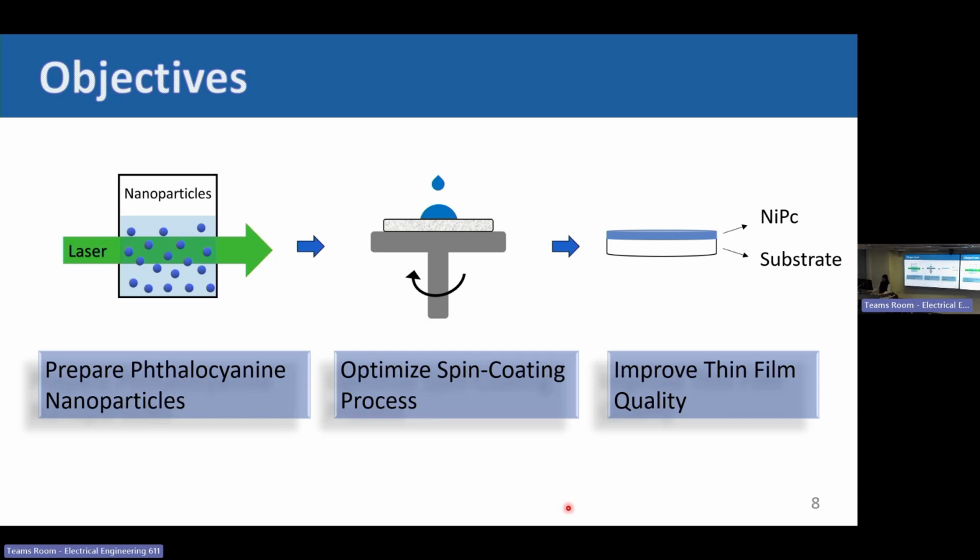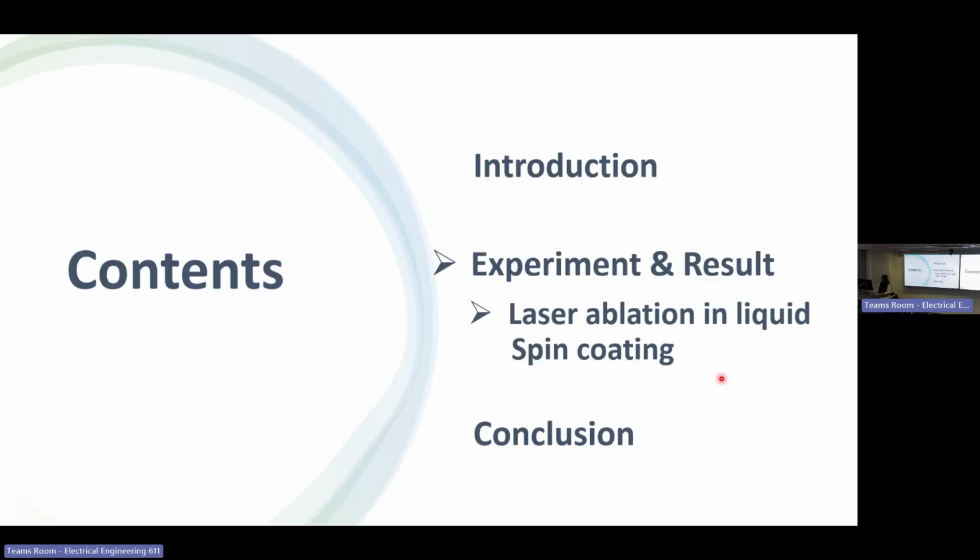And the objective of my research is first to prepare the phthalocyanine nanoparticles by laser ablation in liquid method, then use it for spin coating and optimize the spin coating process to improve the thin film crystalline quality. And the next part is the experiment and the result. First, I will introduce my experiment on the laser ablation in liquid.